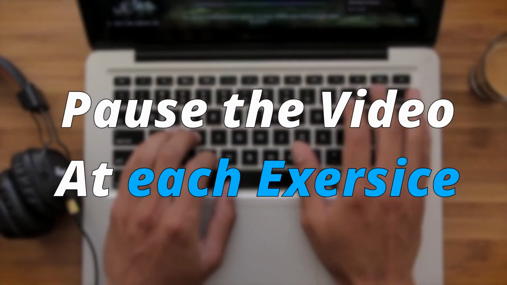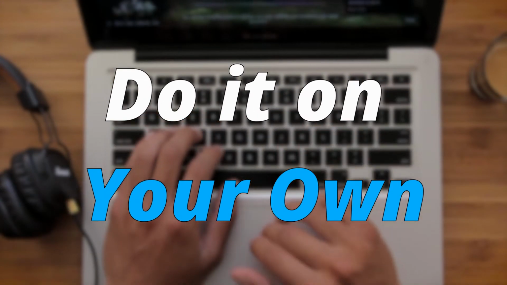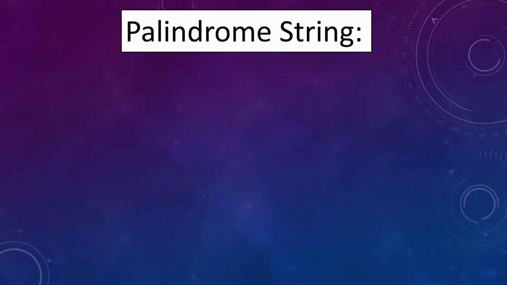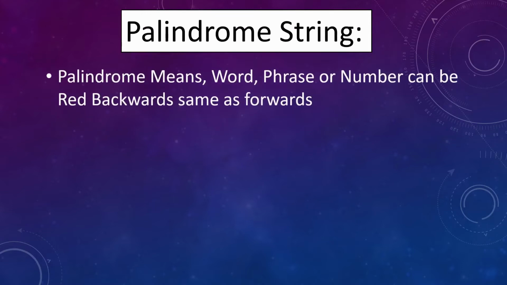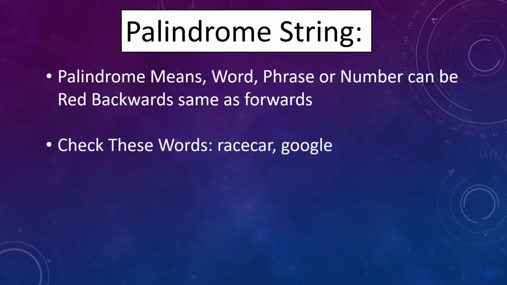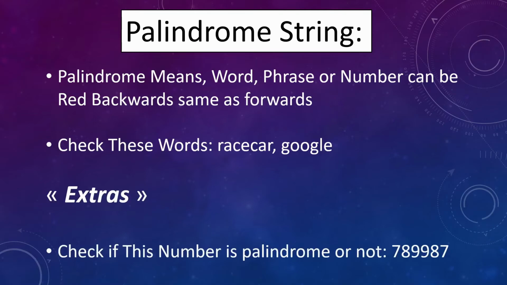Make sure to pause the video at each exercise, do it on your own, and then come back for the answer. Exercise number 1. Find if a string is a palindrome or not. Palindrome means that a word, phrase, or number can be read backwards the same as forward. Check these words, Racecar and Google. Extra, check if this number is a palindrome or not.